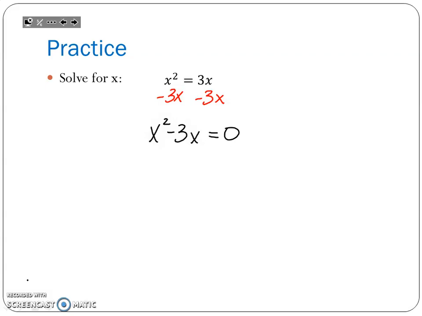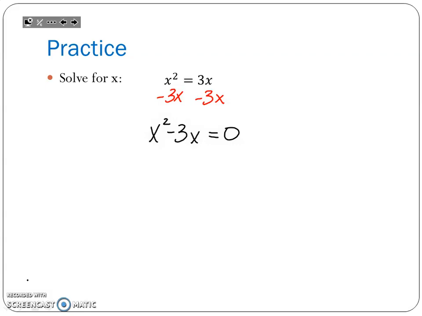Now this is where people usually get really confused. X squared minus 3x equals 0. Well, how do I factor that? You only have two terms, so I can't do the a times c and find my factors. If you only have two terms, there's only two options.